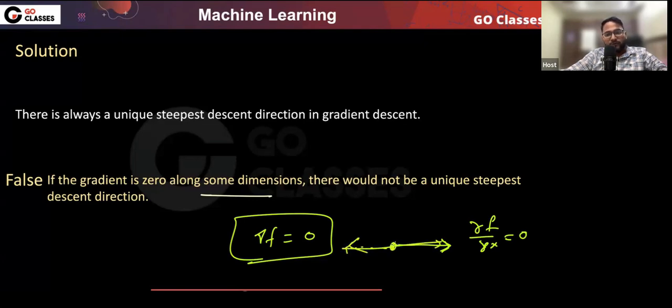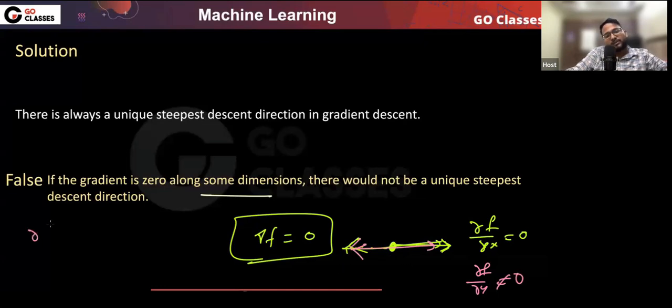Okay. So if del f upon del x equals 0 and everything else is not 0, let's suppose everything else is non-zero. With respect to y, obviously you need to go in the negative direction of this, minus of this. But with respect to x, you can go in any direction. I mean, you can go like this, you can go like this. These are the two possible directions here.